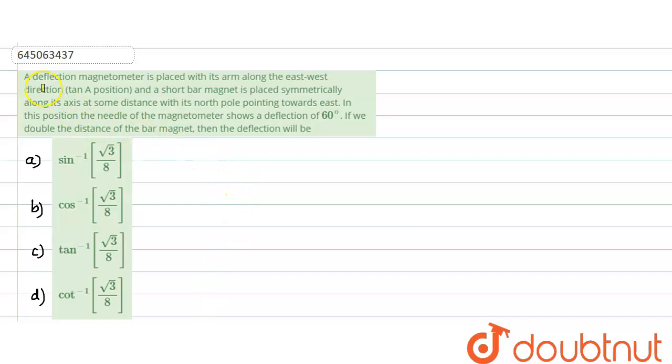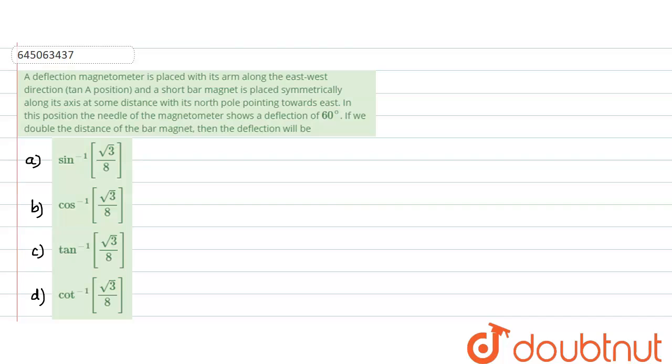Hello everyone, let us start with our question. In this question, what is given? There is a deflection magnetometer which is placed with its arm along the east-west direction, and a short bar magnet is placed symmetrically along its axis at some distance with its north pole towards east.